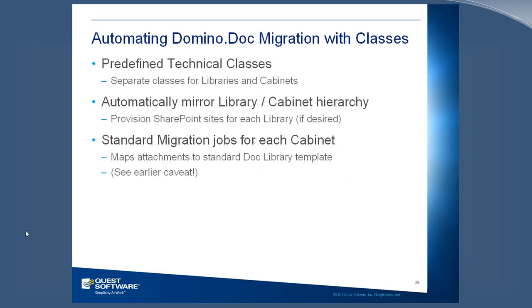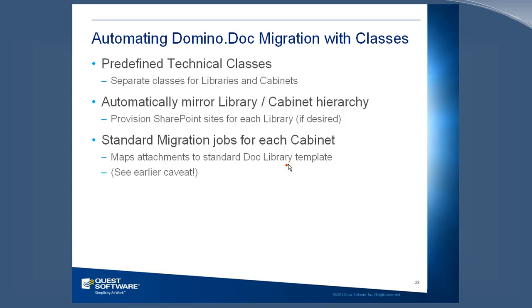The automation, it's a little simpler because you don't have sites and subsites in this big tree of subsites. It's just libraries and cabinets, a single level there. Our predefined classes are typically going to provision a site for the library, and then for every cabinet, it's going to create a document library in that site. So instead of creating subsites, usually you just want to create another document library within that same subsite.